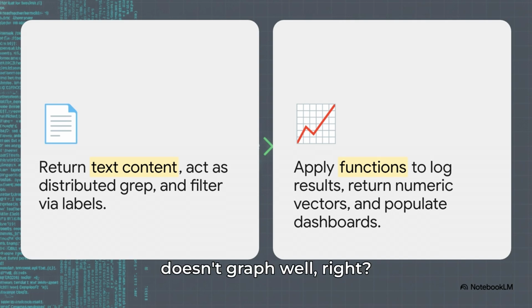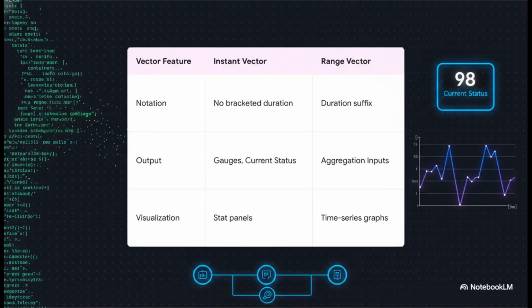doesn't graph well, right? Metric queries, on the other hand, are the critical transformation you need for your dashboards and alerts in 2026. They extend those log queries by applying functions to calculate values, literally transforming those raw text occurrences into numeric range vectors.